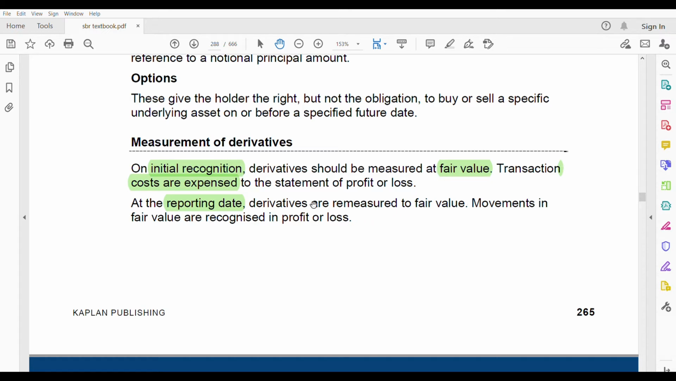Derivatives are remeasured to fair value. Again, it will be remeasured to fair value. So the movement in the fair value will be recognized in profit and loss as a gain or a loss.